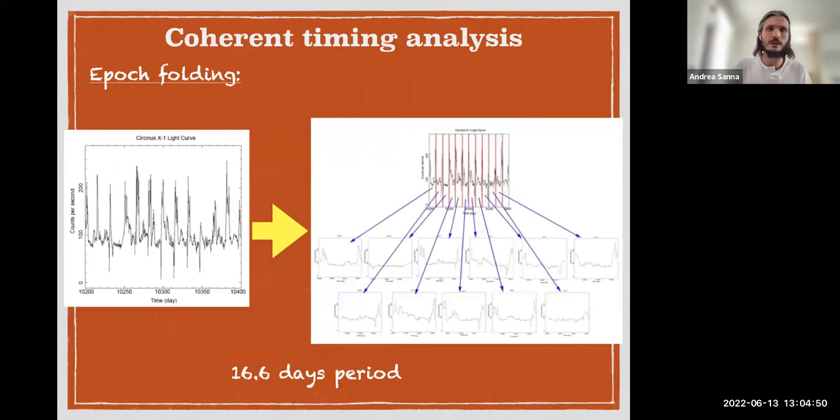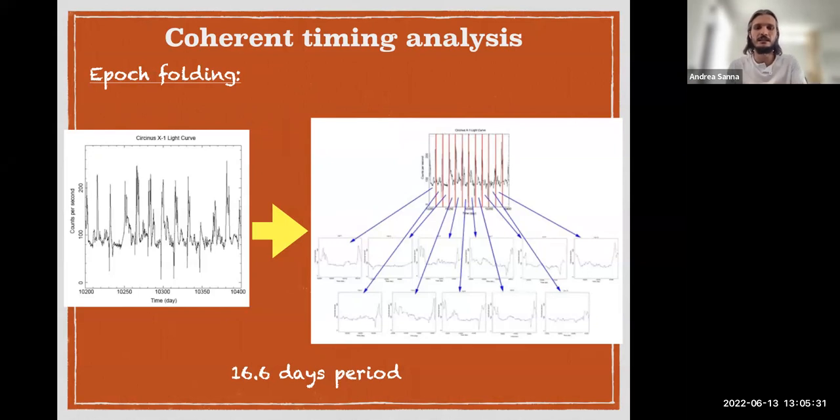Besides Fourier analysis, we also apply another technique called epoch folding. The basic concept is that if you know your signal has a variability, you take chunks of your data at the same time scale as this variability and fold them all together in order to increase the statistics of your signal that is varying, basically averaging out the non-periodic signal. So this is a nice way to emphasize periodicity.